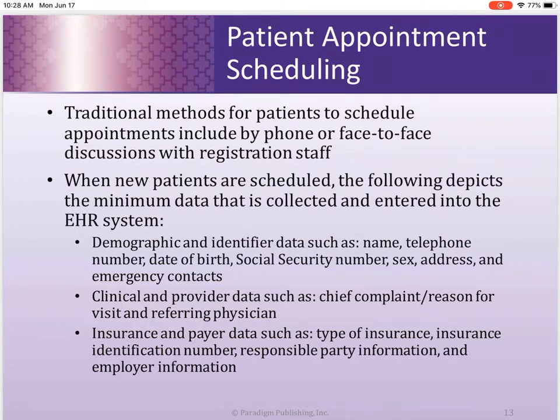So, using the Master Patient Index, the healthcare facility may populate the admission or appointment for an established patient by collecting the following information. Now, again, new patients, they're going to have much more information gathered. Our established patient, we only have 4 things listed: your full name, your date of birth, your telephone number, and the chief complaint. Why are you coming in?